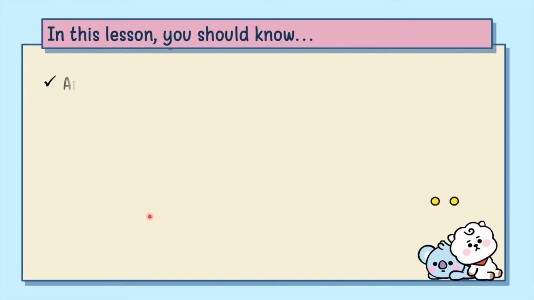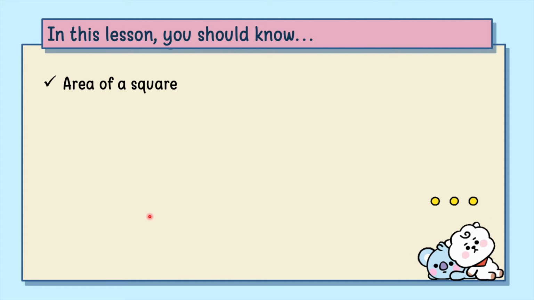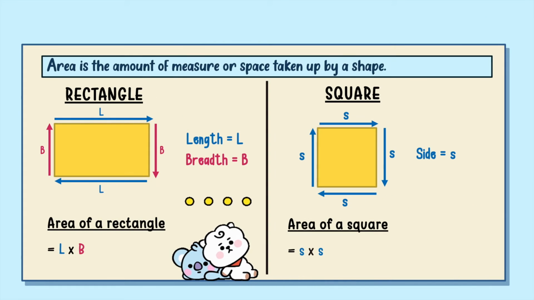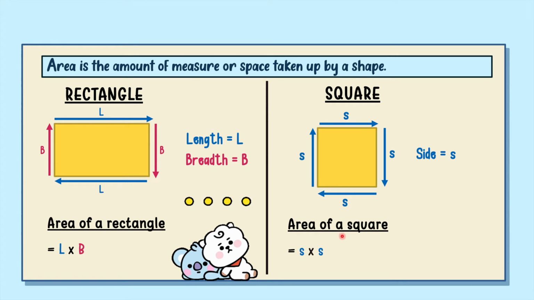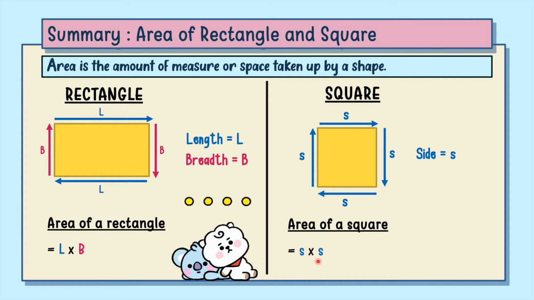In this lesson, you should know the area of a square and the area of a rectangle. So let's recap what we have learned during the previous lesson. The area of a rectangle is length times breadth. Meanwhile, the area of a square is side times side. Okay, so this is what we learned last lesson.